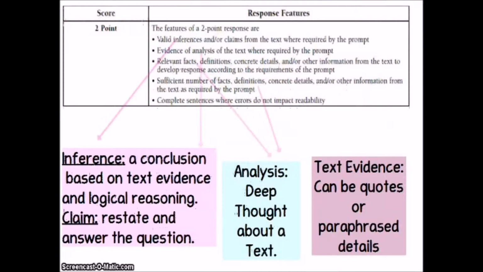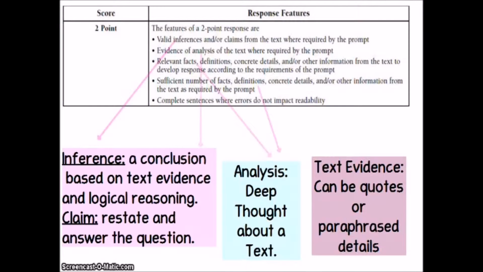So when we look at a 2-point short response, we see that to get 2 points, first, your response has to have valid inferences and/or claims from the text where required by the prompt. And so basically what that is saying is in your response, you have made some kind of claim, which is actually really simple to do. You basically just need to restate and answer the question to have a claim. And they're also looking for inferences.